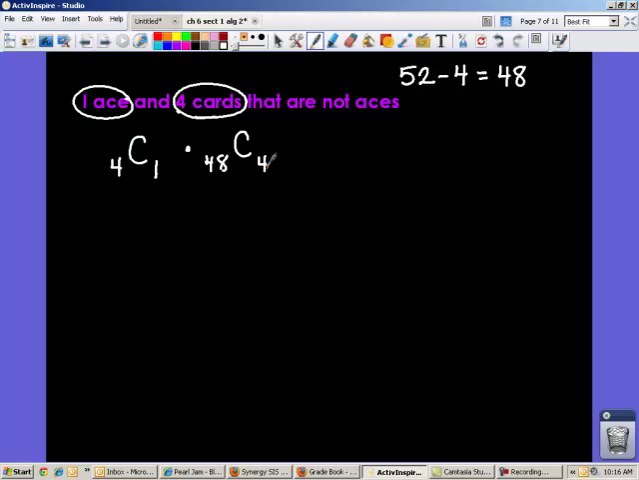And when you do this in the calculator, you could do it the same way. You could figure out this answer first, and then you could figure out this. The answer that you come up with is a very large number. So there are 778,320 hands that could be dealt to you that have 1 ace and 4 other cards that are not aces.